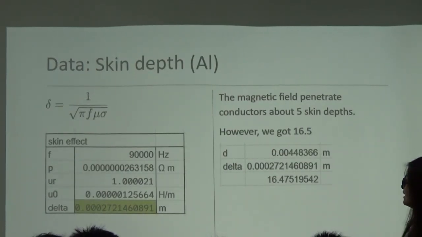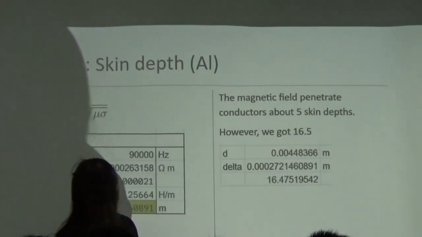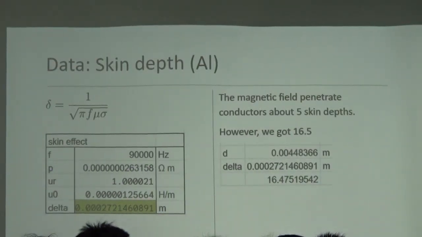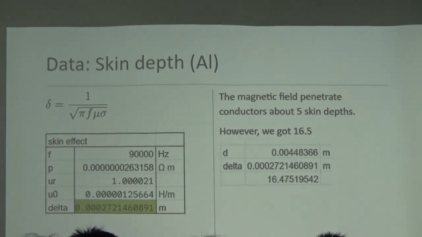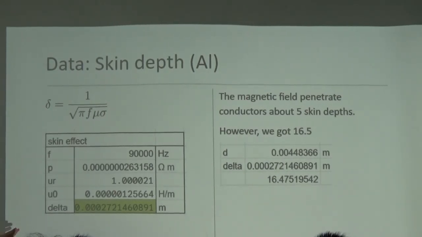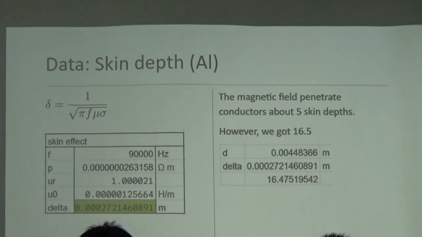And then this is the data of skin depth. We use the formula delta equals 1 divided by the square root of pi f mu sigma. And then after some calculations, we have delta. The magnetic field penetrates conductors about 5 skin depths, just as I mentioned. However, we got 16.5.